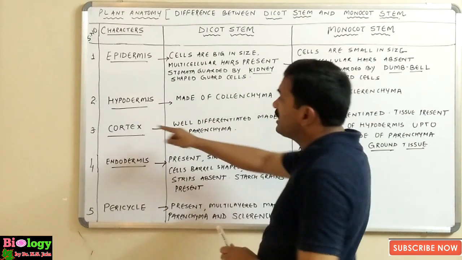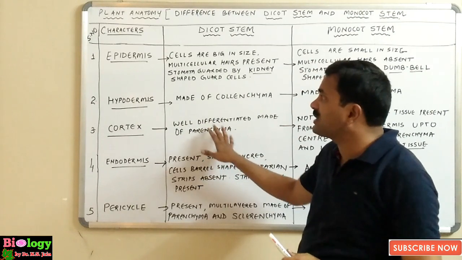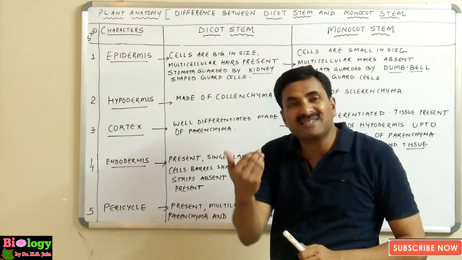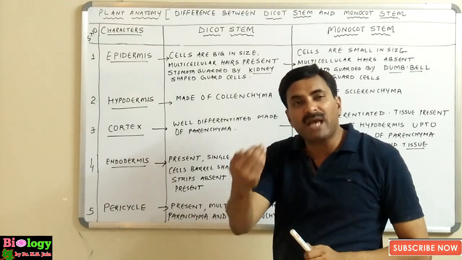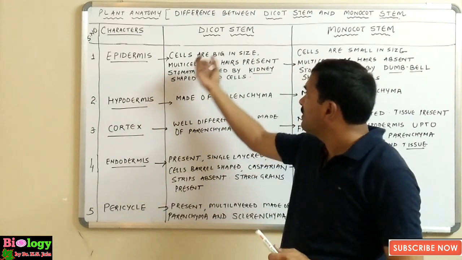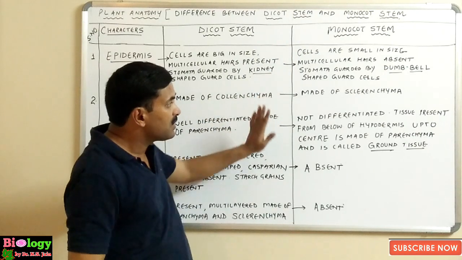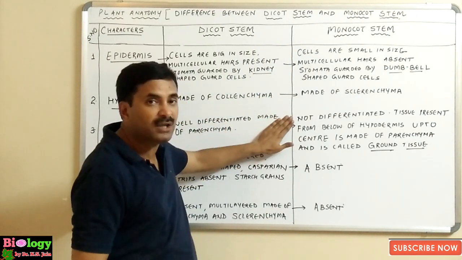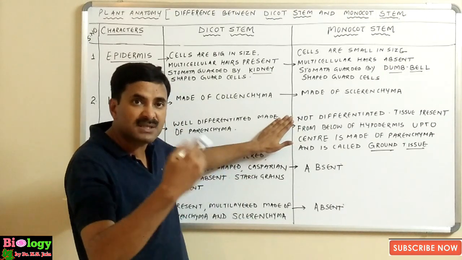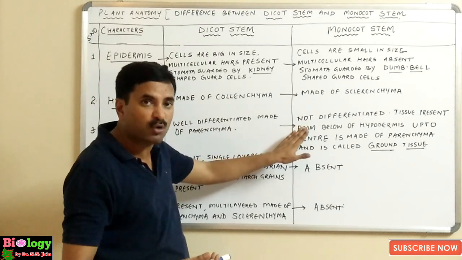The third one is known as the cortex. Now the cortex is well differentiated here. Basically in the dicot stem the cortex is well differentiated, meaning it has the endodermis, the pericycle, pith, and pith rays, all present in the dicot stem. But if you view the monocot stem, the cortex is not differentiated. Endodermis, pericycle, pith, and pith rays are all absent in the monocot stem.